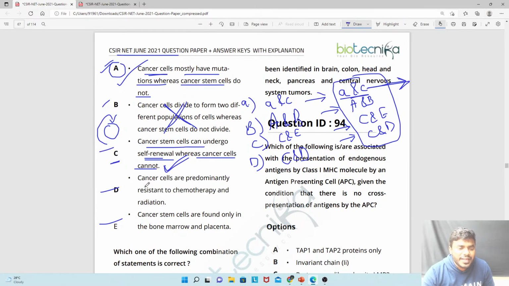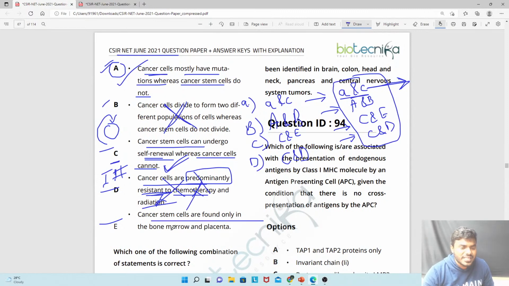And option D, cancer cells are predominantly resistant to chemotherapy and radiation. No, we cannot say that cancer cells are predominantly resistant. See, they are using the word predominantly. When we are in the first stage or even the second stage of the cancer, by using chemotherapy and radiation we can kill that particular tumor. But they are saying that it will become resistant. They never become resistant, we can kill them.